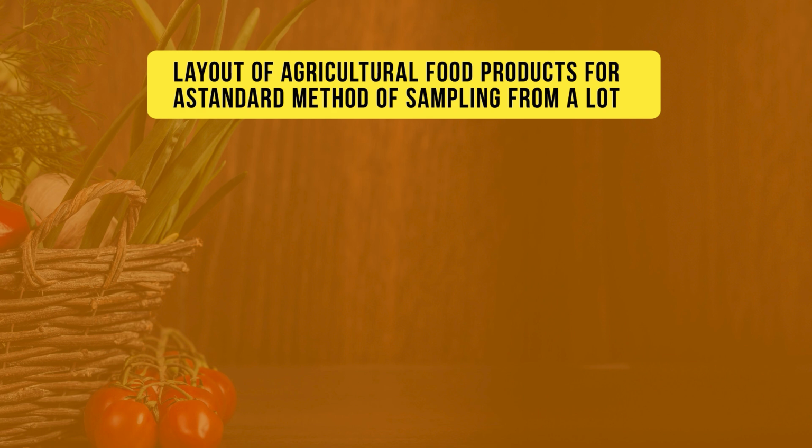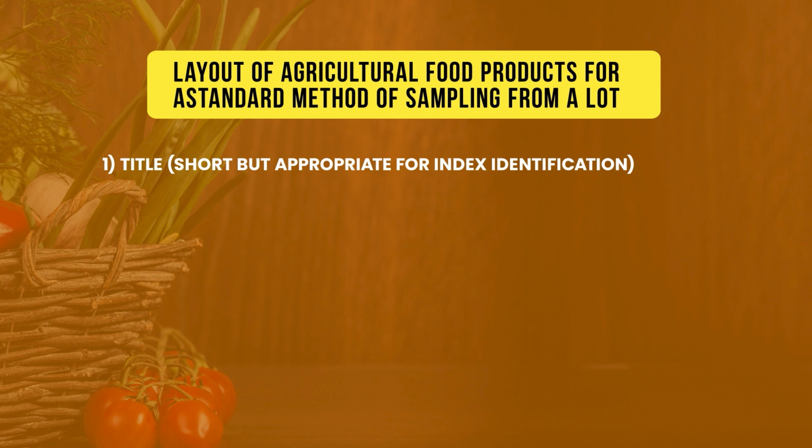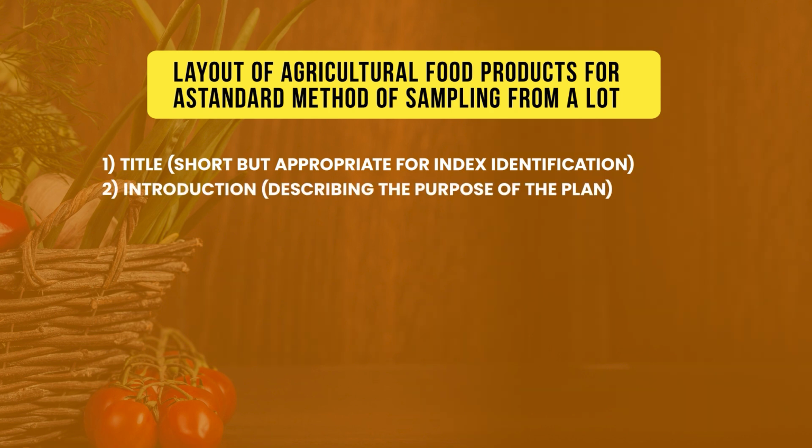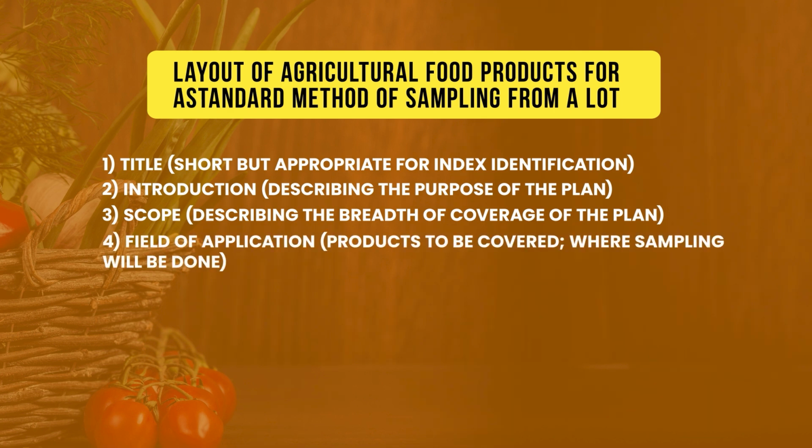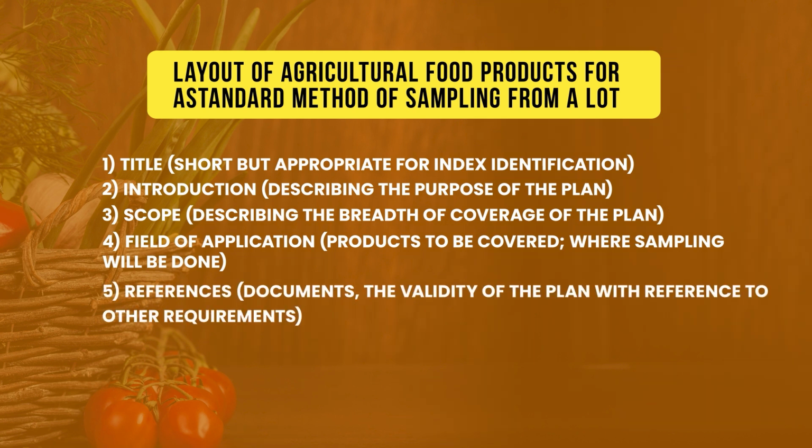What kind of things you should cover? You should cover short but appropriate index identification, title of sampling. Introduction, describe the purpose of the plan. Scope, for which this is, what this plan covers, describing the breadth of coverage. Field of application, products to be covered, where sampling will be done. Reference, documents the validity of the plan with reference to other requirements.